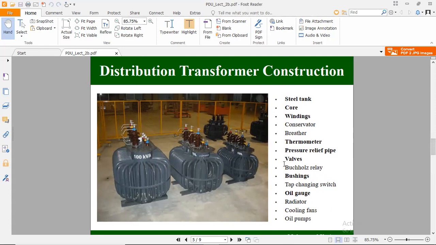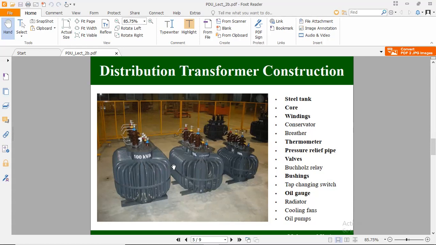Further, we are moving towards the distribution transformer construction and its parts. Steel tank, which you can see at this level. Core, which is inside this tank of the transformer, on which the primary and secondary windings are held by the yoke, and the winding is placed on the core. Winding I already discussed. The copper wire is wound on the core, and the EMF is produced by the winding, primary versus secondary.